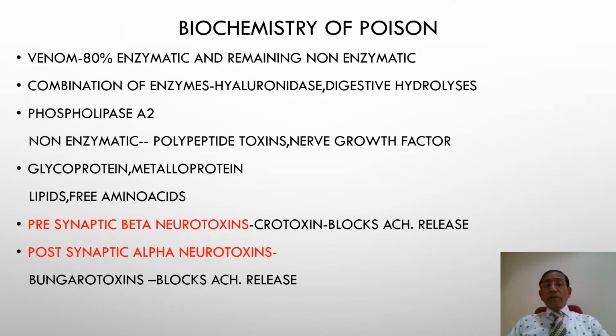Venom is said to be 80% enzymatic and the remainder non-enzymatic. The enzymes include hyaluronidase, digestive hydrolases, and phospholipases. The non-enzymatic portion contains polypeptide toxins, nerve growth factors, glycoproteins, metalloproteins, lipids, etc. But there are two important toxins: presynaptic beta neurotoxins, called crotoxins, which block acetylcholine release, and postsynaptic alpha neurotoxins, called bungarotoxins, which also block acetylcholine.